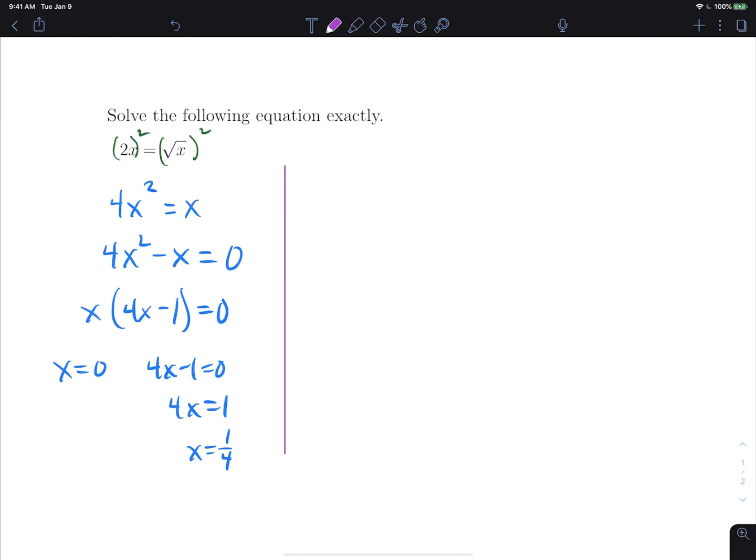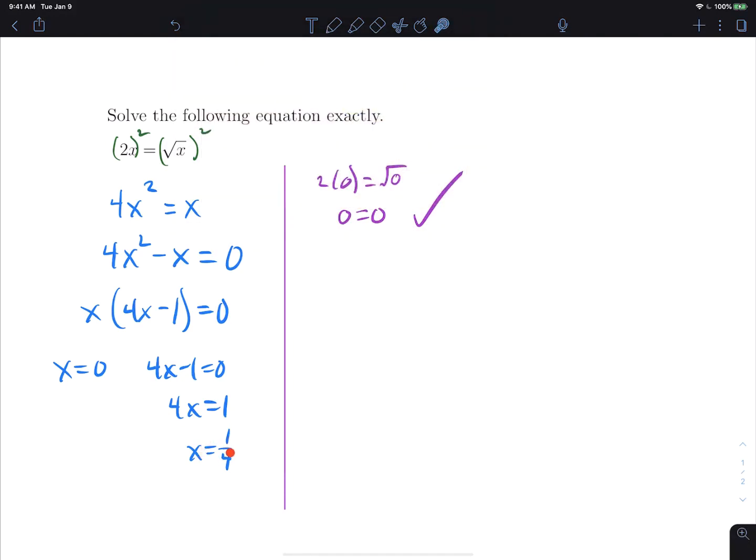Preferably with me, using a correct vertical line there. Good. So x equals 0 means we need to plug in 0 for the original, making this 2 times 0 equals the square root of 0. Notice that that gives me 0 equals 0, and that is true.